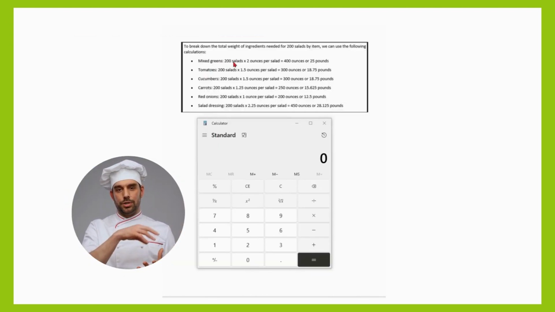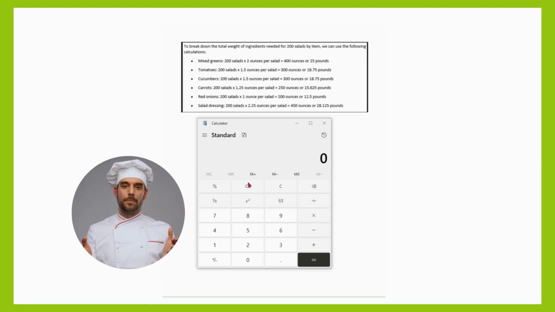Let's take a look here. We have the mixed greens, and it's 200 guests. So you've got 200 salads times 2 ounces per salad. You have to imagine that's going to be on the plate, 2 ounces of salad, and we're thinking mixed greens. That's a lot of salad. You may want it a little smaller than that, depending on the menu. But let's just stick with 2 ounces for now. So let's do the math together.